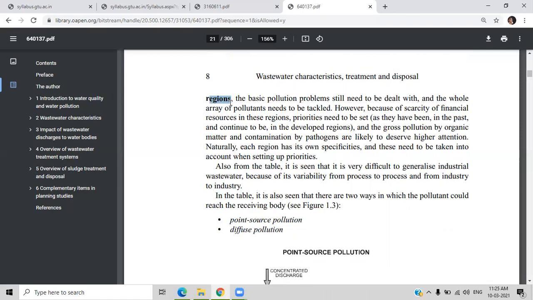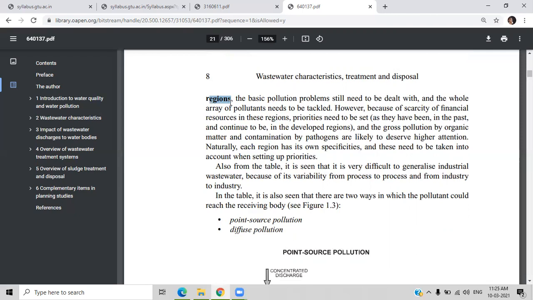Naturally, each region has its own specificities, and this needs to be taken into account when setting up the priorities. Also, from the table, it is seen that it is very difficult to generalize industrial wastewater because of its variability from process to process and from industry to industry.